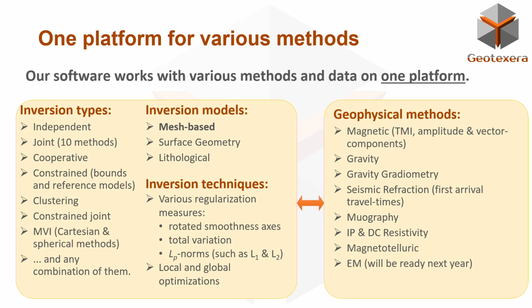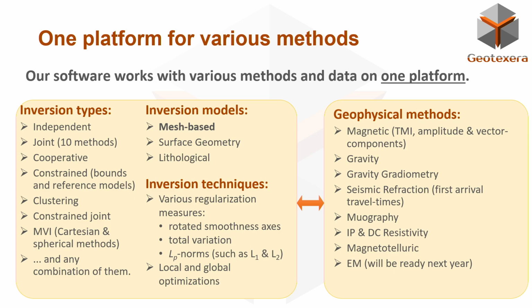And even for the inversion methods, we have different types. I don't want to go through technical things, but some of them are very new technology, like surface geometry. This is not something you can find everywhere. But my examples here are mesh-based. And also, to this platform, so far we have added different geophysical data types, for example, magnetic, gravity, gradiometry, seismic refraction, muography, IP/DC, magnetotelluric, and other EM methods will be added soon to this platform.